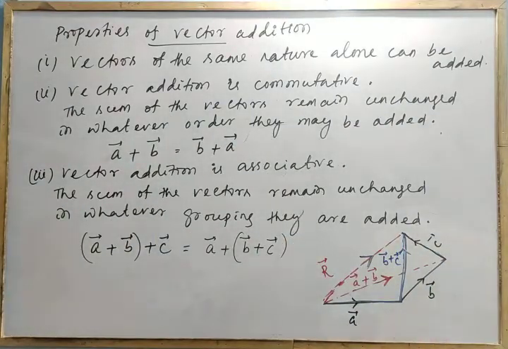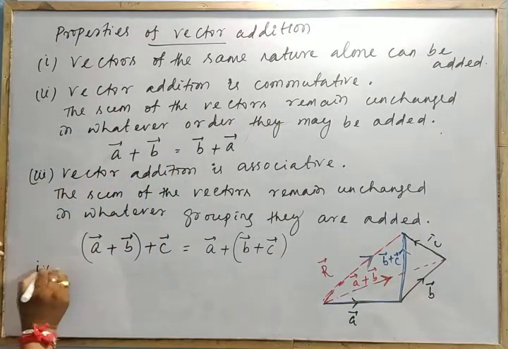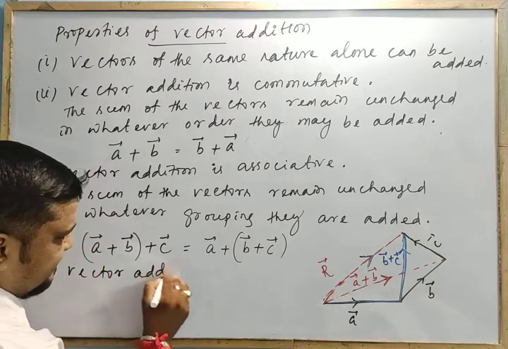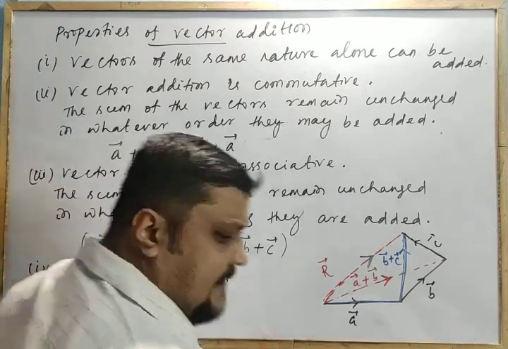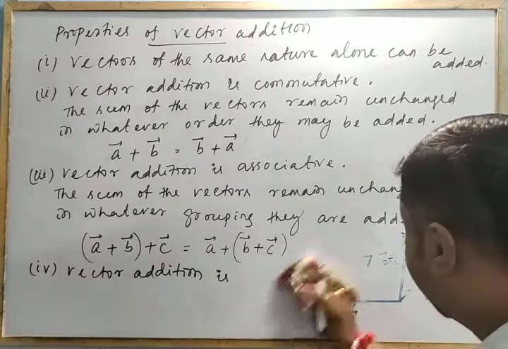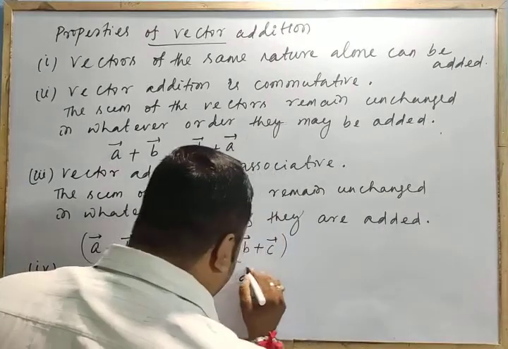Okay. Next, the fourth one. Vector addition is associative. Sorry, associative is already written. Let me read this one: vector addition is distributive.